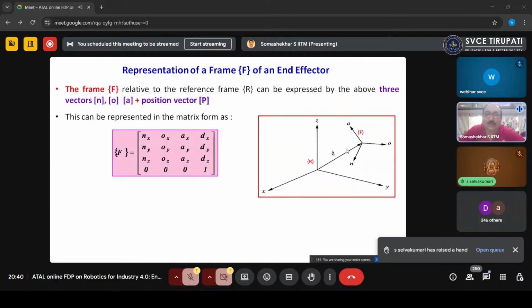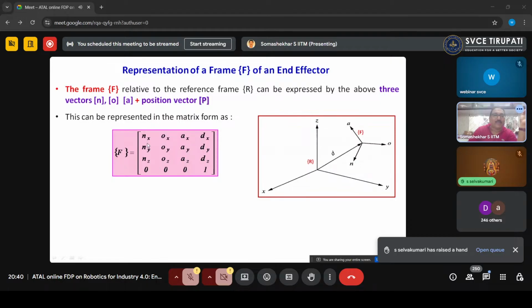What you are seeing now, the 4x4 matrix, is used to represent the end effector position in space. You will see the end frame. Frame F is the end effector frame. It has the normal vector Nx, Ny, Nz, the orthogonal vector Ox, Oy, Oz, and the approach vector Ax, Ay, Az.